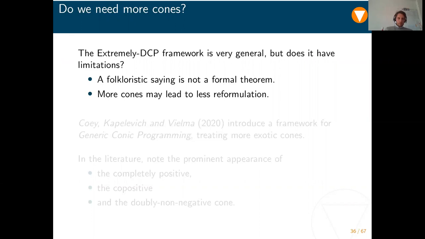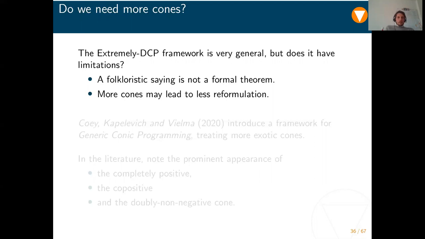Another philosophy could be to allow for more and more cones in order to not have to perform reformulations. And I have no evidence that this is a wrong philosophy. In Mosek, we have evidence that at least the way we do it seems to work well for what we want to do so far. But we don't say that other ways of attacking this convex or conic programming field can't exist. So we're not saying there can't be other ways to approach that.